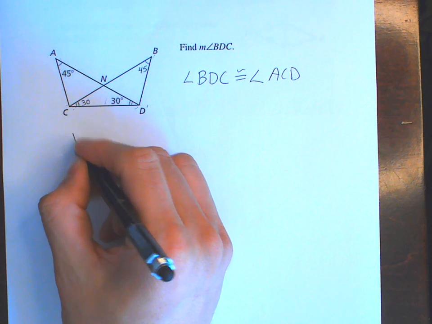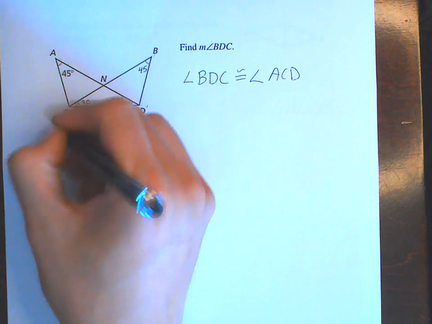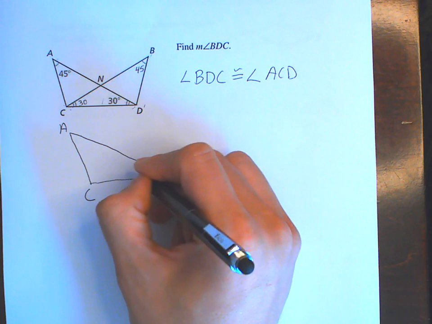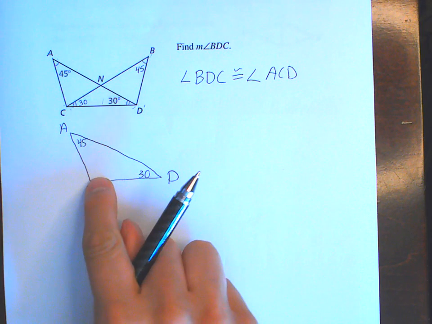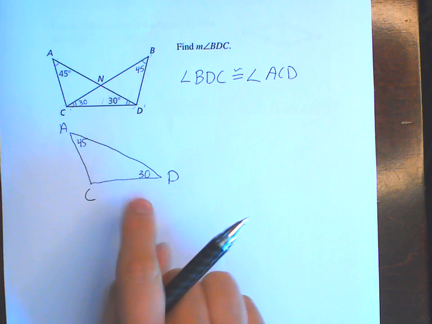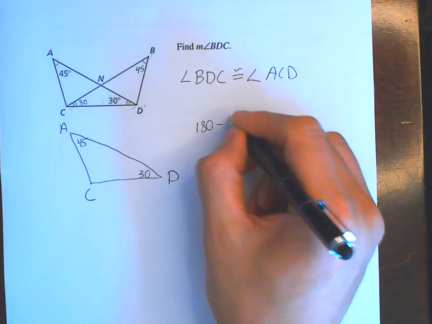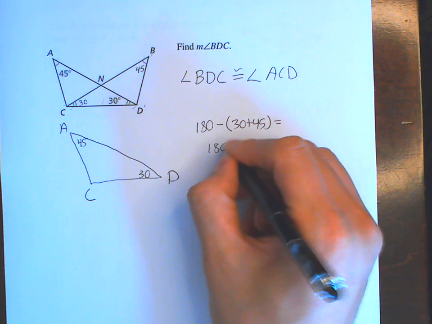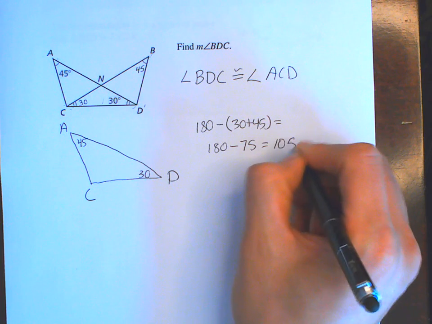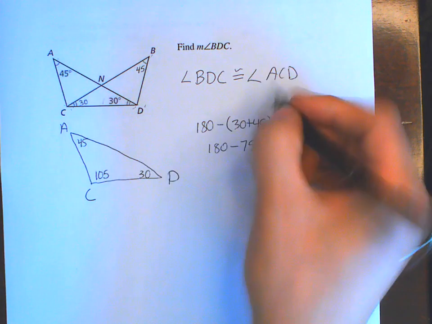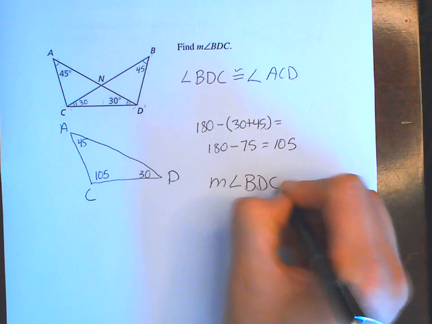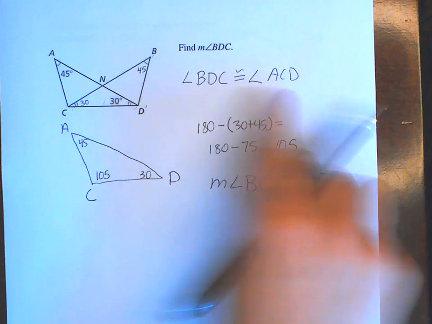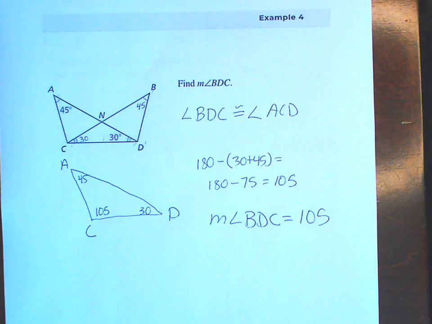Now if I just focus on this triangle, triangle ACD, I would have a triangle that looks something like this. A, C, D. I know this one here is 30. I know this one here is 45. So in order to get angle ACD, I would have to do 180, take away the sum of 30 plus 45, because the sum of the angles is 180. So that would be 180 minus 75, which is going to be 105. So this angle right here is 105. Therefore, the measure of BDC is going to be 105. Why? Because they're congruent. So that is example number 4. If you want to pause it and go back and see how I did it again, go for it.